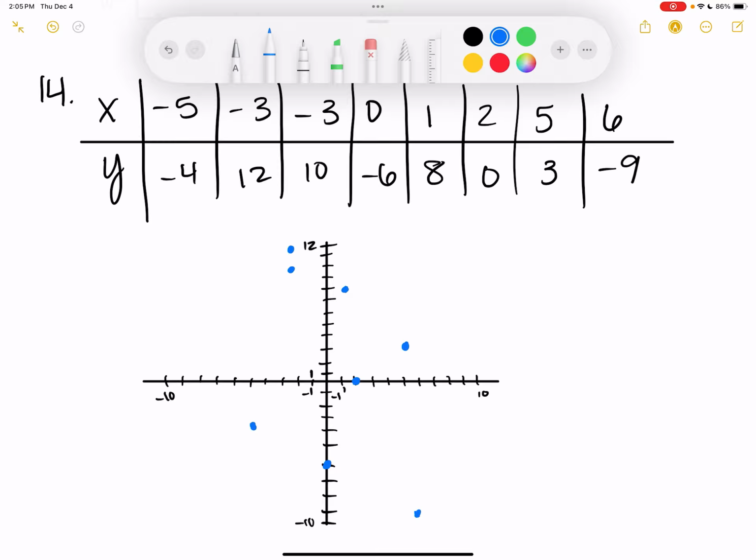No correlation. This one would be no correlation because they're all over the place. We just put zigzag.